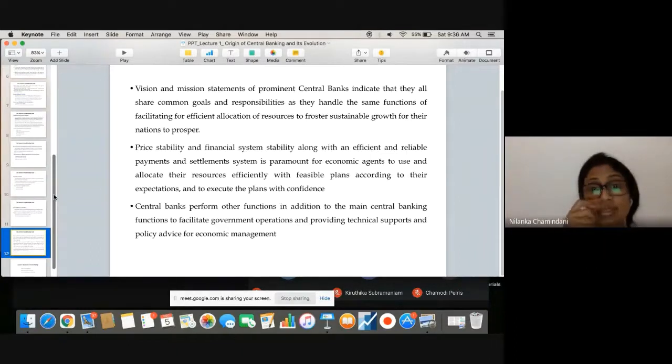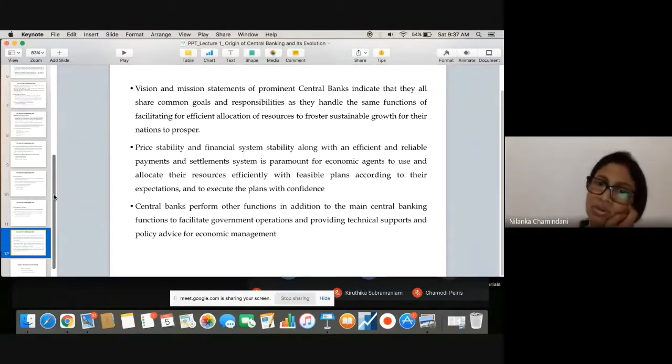But basically we can say that almost all the banks are entrusted with the responsibility of maintaining the price level, right. And most of them are handling these functions to facilitate efficient allocation of resources to foster sustainable growth for their nation to prosper, right. This is the Central Bank of Sri Lanka's ultimate objective as well. We are facilitating the efficient allocation of resources to foster sustainable growth.